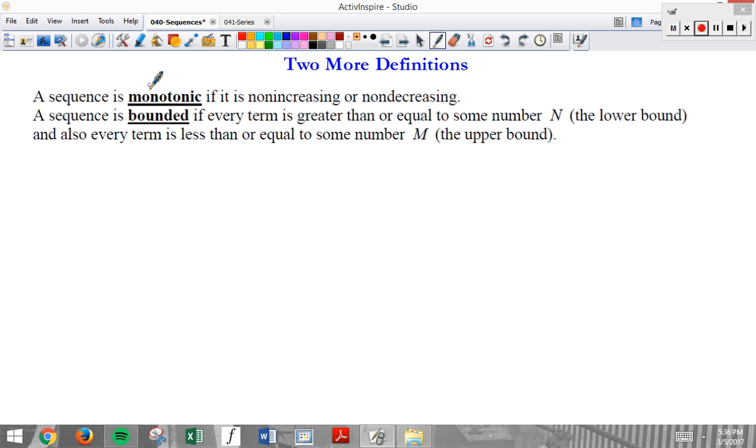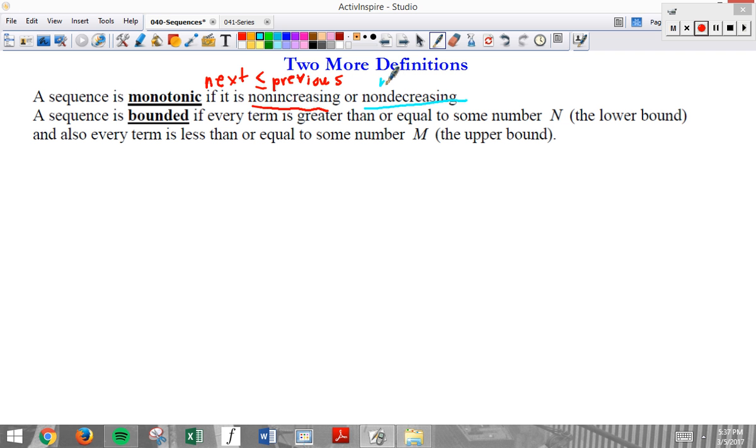2 more definitions. We call a sequence monotonic if it is non-increasing or non-decreasing. So non-increasing. Now I messed this up a minute ago. Non-increasing would mean the next term and the previous term have what relationship? I'm going to take my time with this and think about it out loud. It would mean if you're not increasing, well, my next term should always be less than or equal to the previous term. That would be non-increasing. The next term was less than or equal to. It wasn't getting bigger, ever.